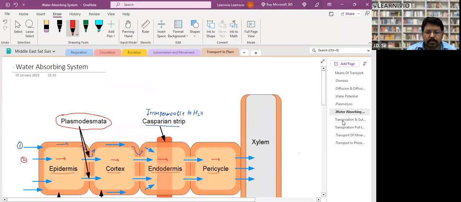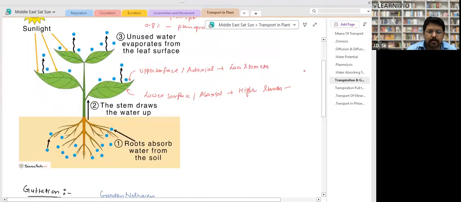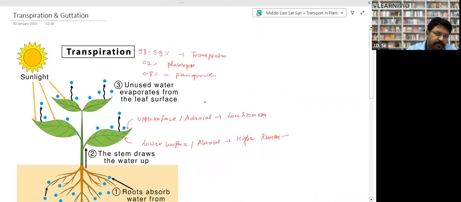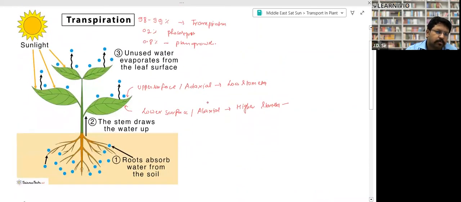Now come to the transpiration part. What is transpiration? We have been studying transpiration since class 9th. Look, the root absorbs water from the soil. Then the stem carries the water, and then the water goes up. Then what happens?